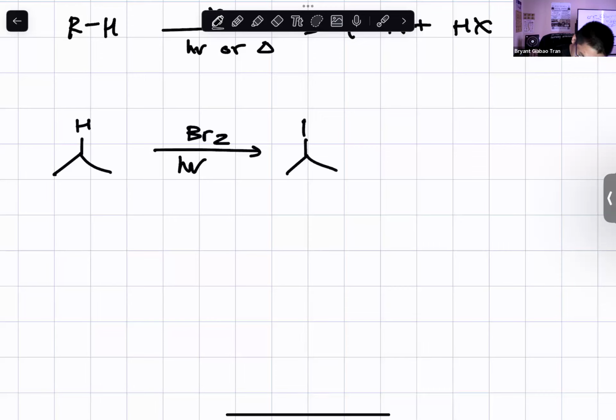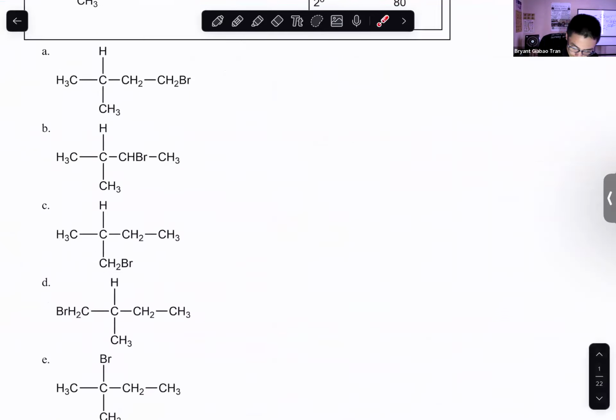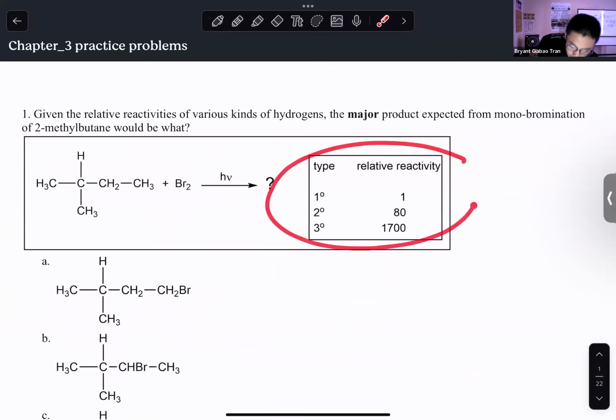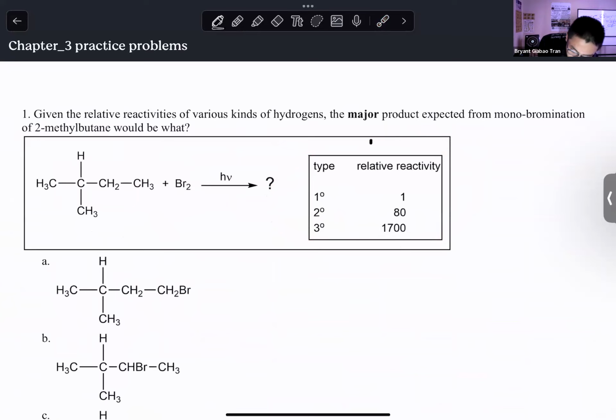The product is going to halogenate the alkane, meaning that we're going to add a halogen to this alkane right here. And then we're going to have HBr as a side product. The reason why I put it at this carbon instead of the other carbons is because of this relative reactivity chart. This is the relative reactivity chart for bromine.